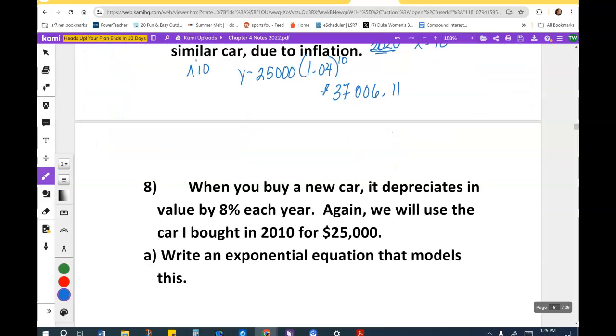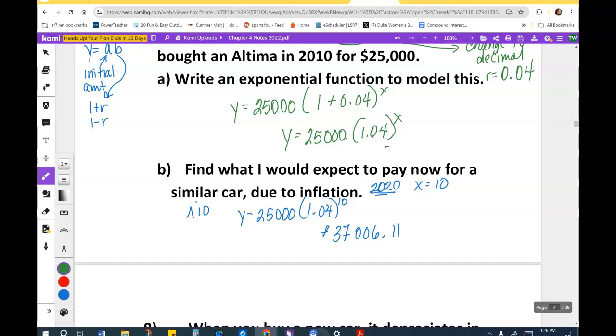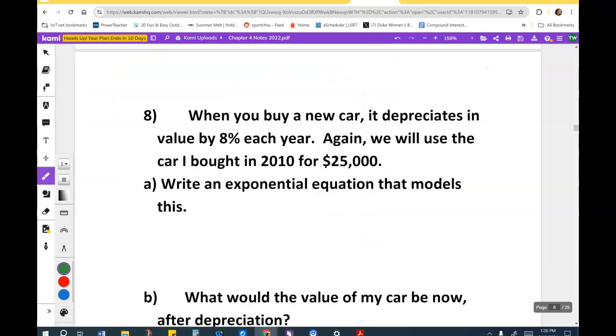The next part takes the same car, okay, and inflation goes up, but when you buy it, the value of it that you can sell it for actually goes down. So that's talking about how the cost of a new car goes up, but the actual car itself goes down in value as soon as you drive it off the lot. And this is telling us that it goes down by 8% each year. Okay, and if I make that a decimal, it's 0.08. And we're still starting at 25,000 in 2010.